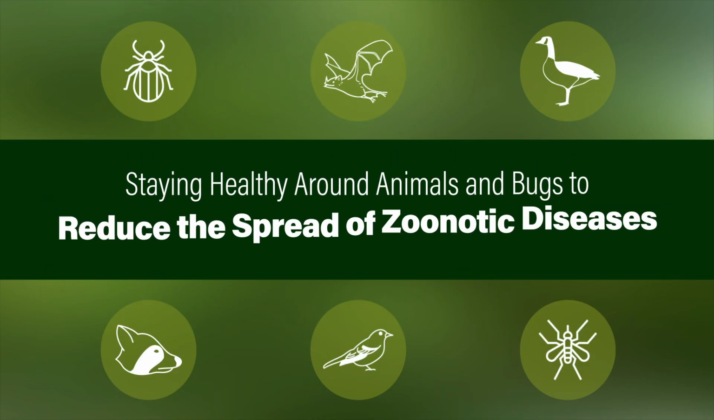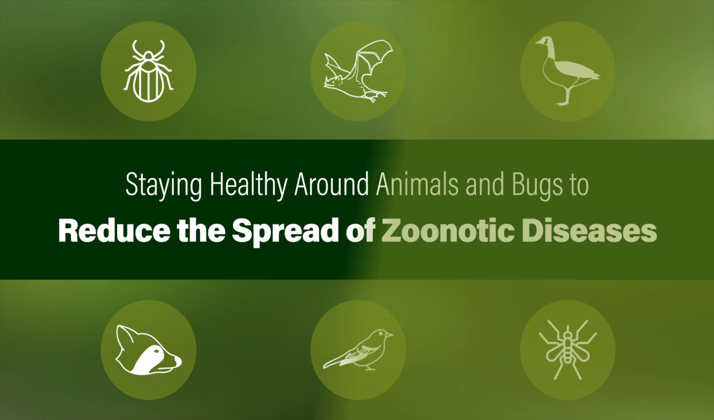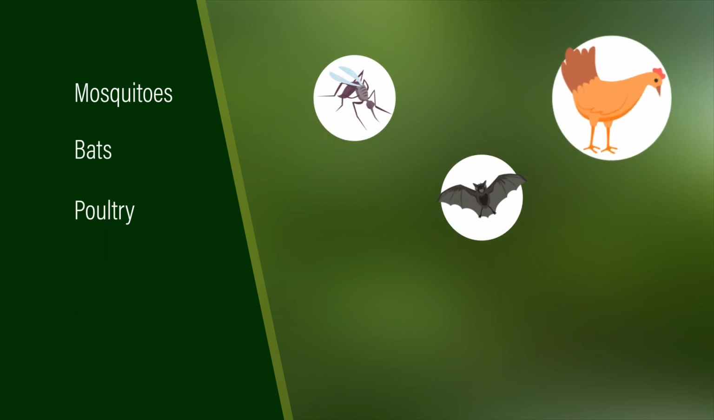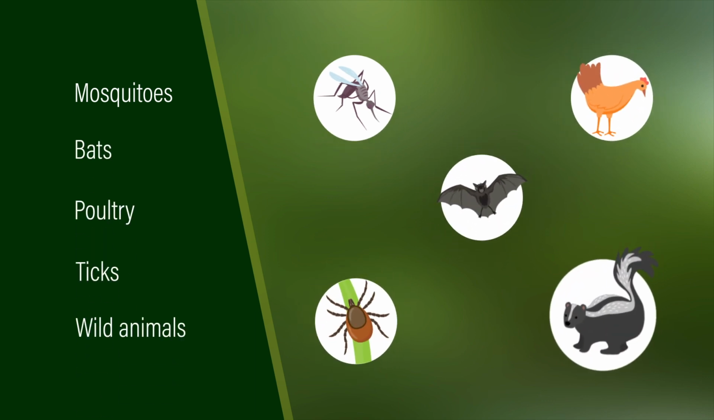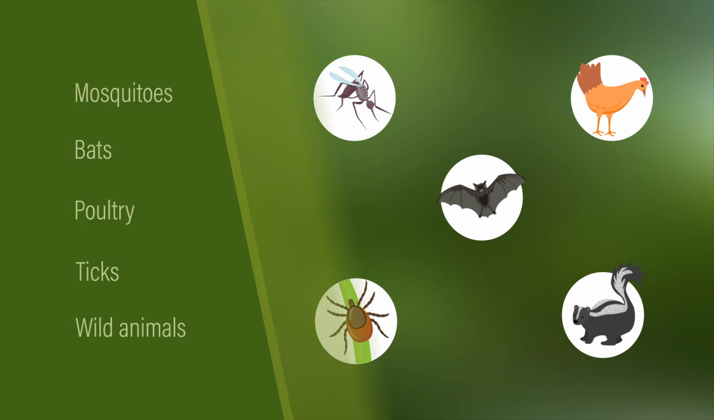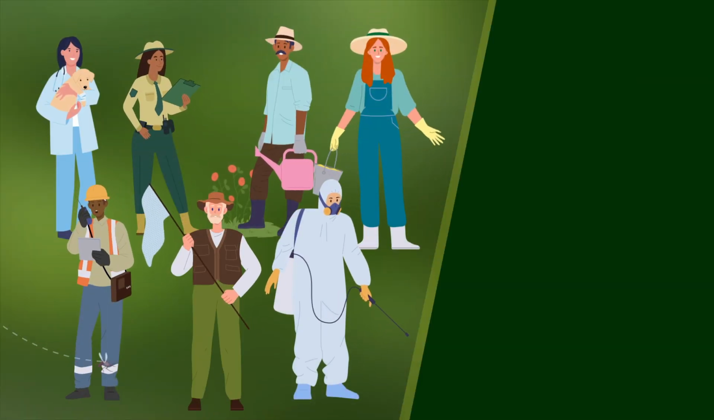Staying healthy around animals and bugs to reduce the spread of zoonotic diseases. What do West Nile virus, rabies, avian influenza, and Lyme disease all have in common? They are zoonotic diseases that can spread between animals and humans, including between wild animals, poultry, domestic mammals, mosquitoes, ticks, and humans. People who work near and/or with animals, or those who work outdoors, are at greatest risk.